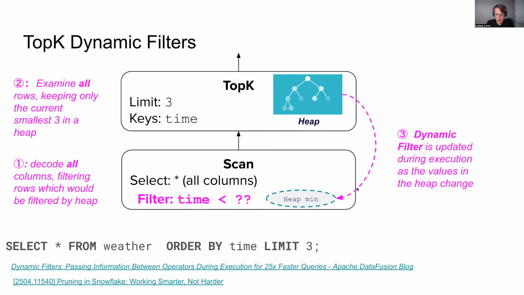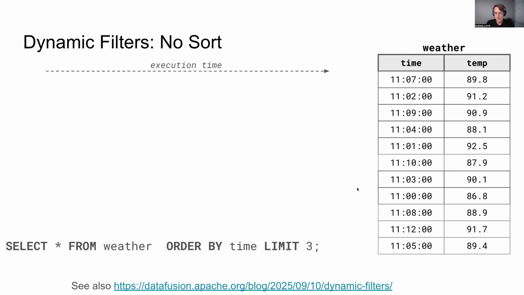So now the question is, this is this dynamic filter. How does this relate to the partially ordered data that I was just talking about? Let me start with an example where there's no sortedness in the data of how this works. I think it'll become easier when I then show you what it works like when it has sorted data and how that affects it. You can see here as execution time goes over, we're going to run the same query I was talking about before, right? Select star from weather, order by time limit 3.